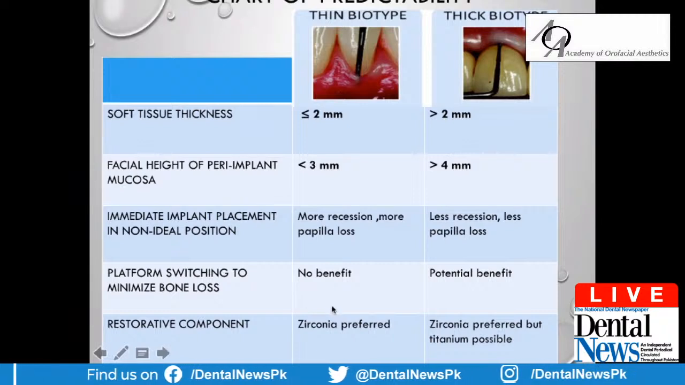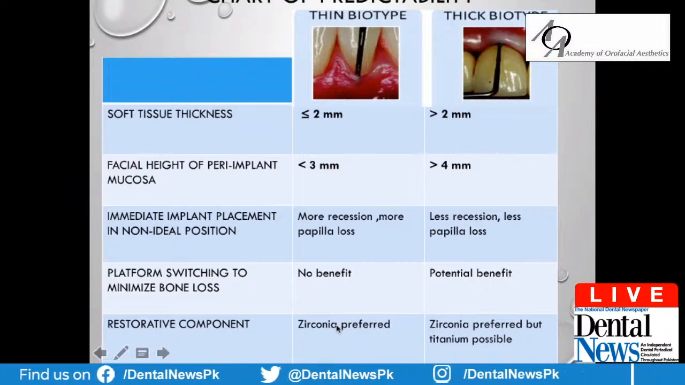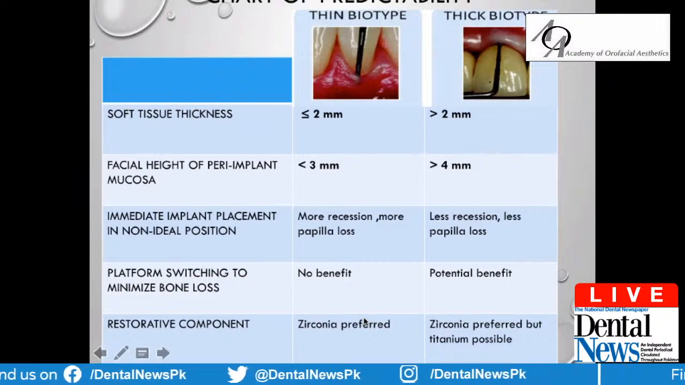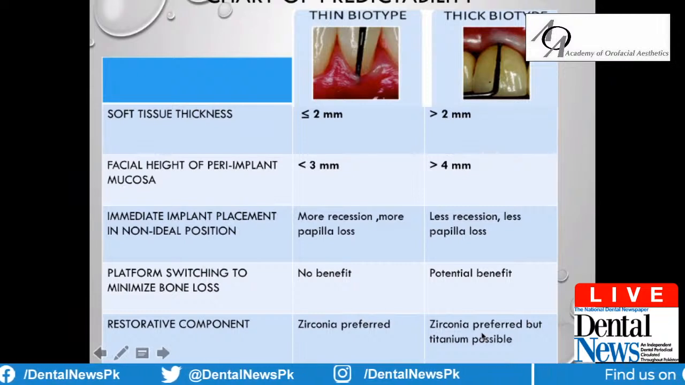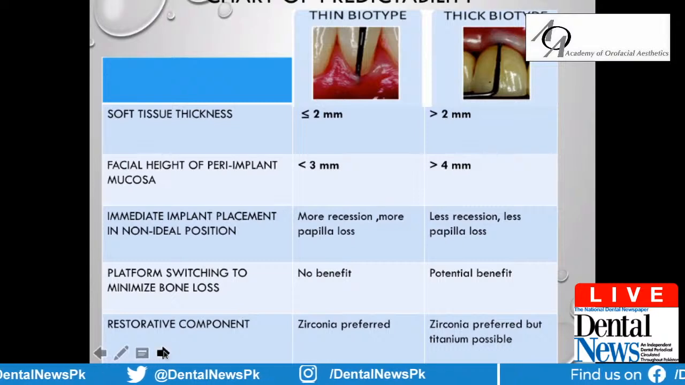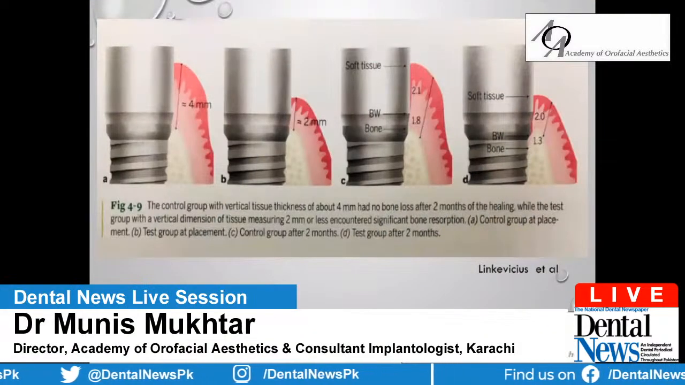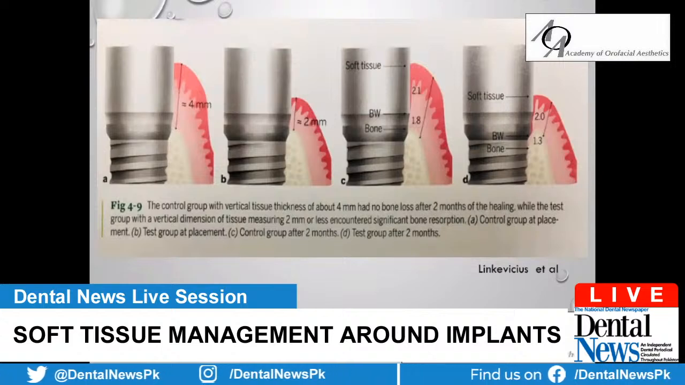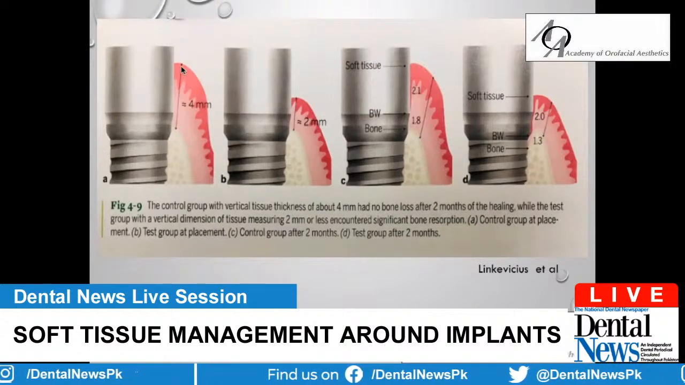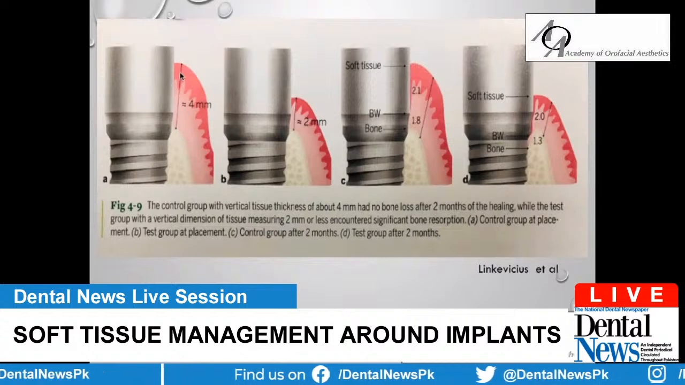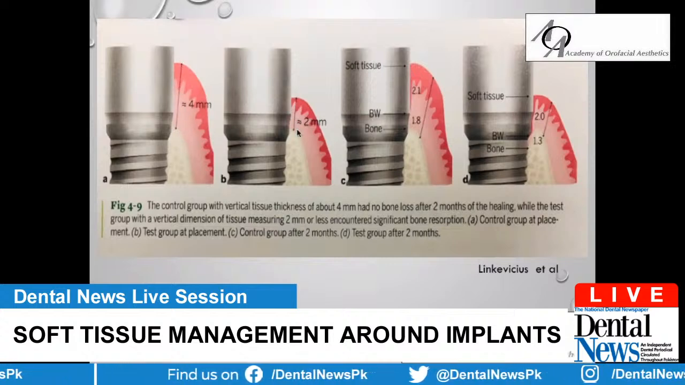Restorative component: it's always preferred to go for zirconia because it has good adaptability to soft tissue. In thick biotype, zirconia is preferred, but titanium is possible. You can actually manage the results. There was a study by Linkevicius where he made two groups. One had 4 millimeters of soft tissue around the implant, and the other had a thickness of 2 millimeters.